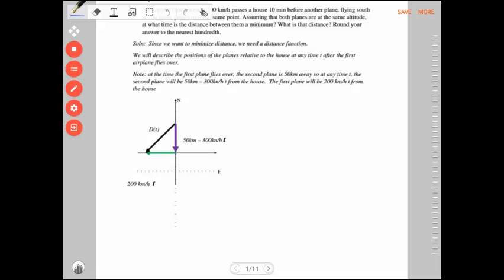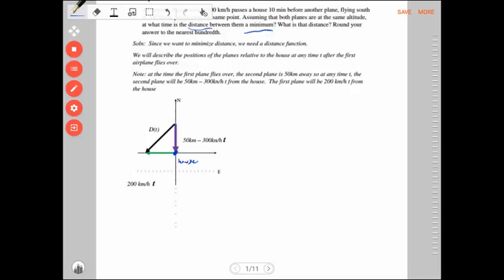So, let's talk about how we get the solution here. Because we want to know at what time the distance between them is a minimum, I'm trying to minimize the distance. So that means I need a distance equation or distance function. We're going to describe the position of the planes with respect to the house at any time t after the first airplane flies over. So if we set the house at the origin, 0, 0, so there's our house.